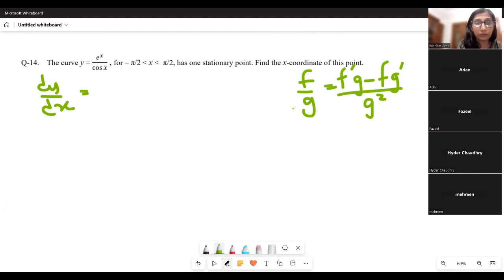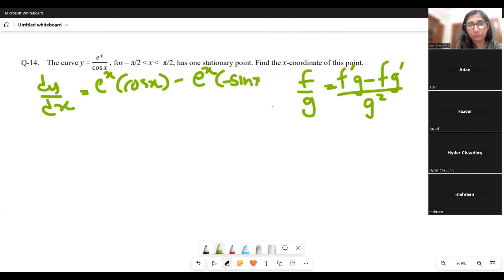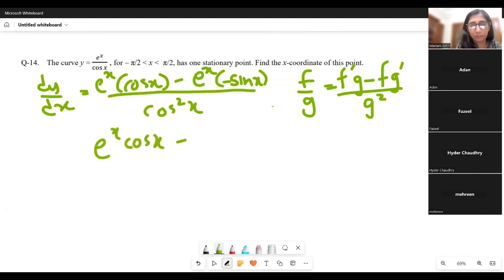So numerator's derivative is still e^x, does not change. Denominator is cos x, which you multiply here. Negative sign, numerator stays untouched, denominator has to be differentiated. Derivative of cos x is minus sin x. And in the denominator, we write cos square x. So we have e power x cos x plus e power x sin x upon cos square x.